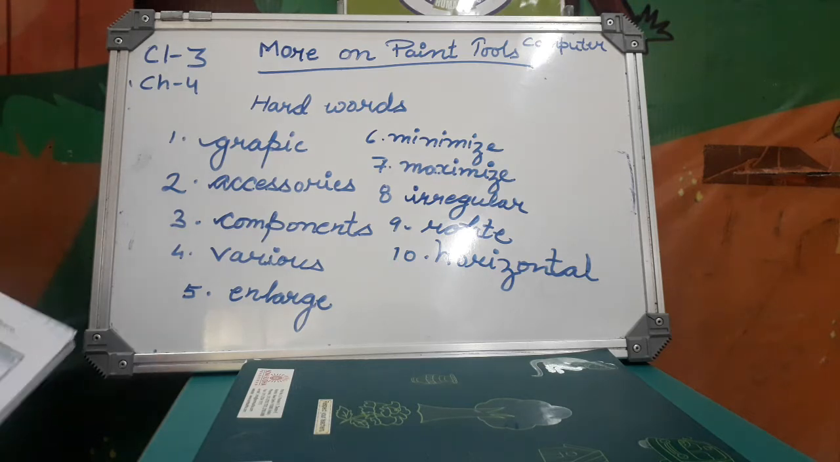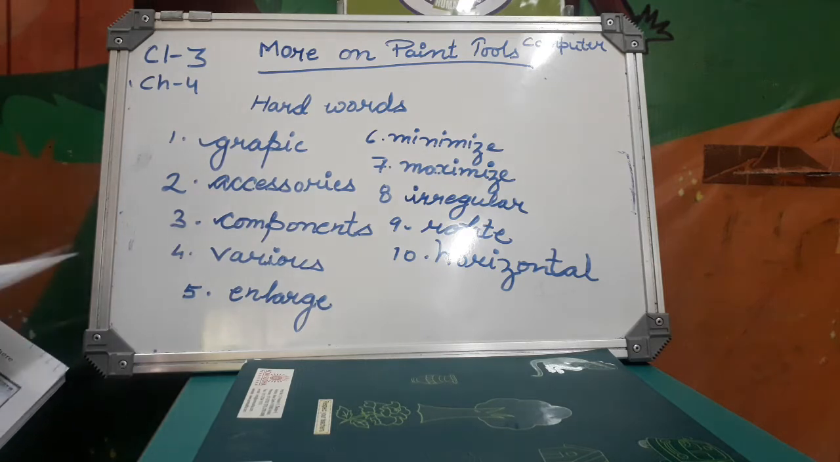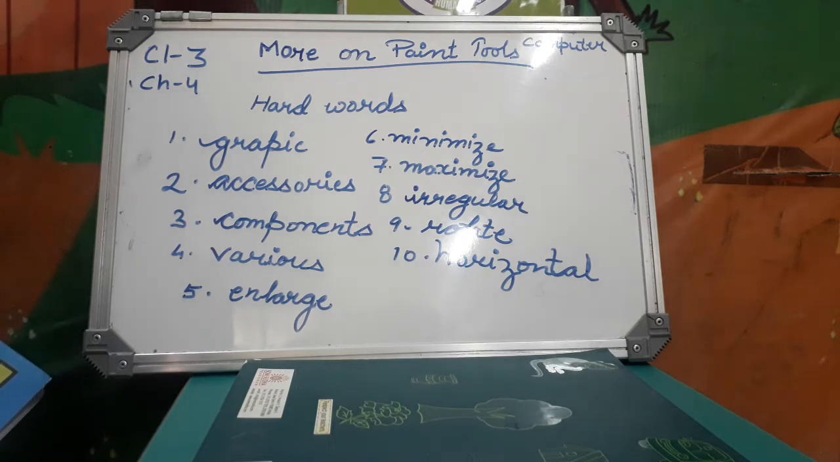Let's start. In class 2 I already taught you some Paint. You also did some practical work on the computer system. Here are some more points about the Paint option. In this chapter we will discuss the components of the Paint window and saving the image, how to save the image.